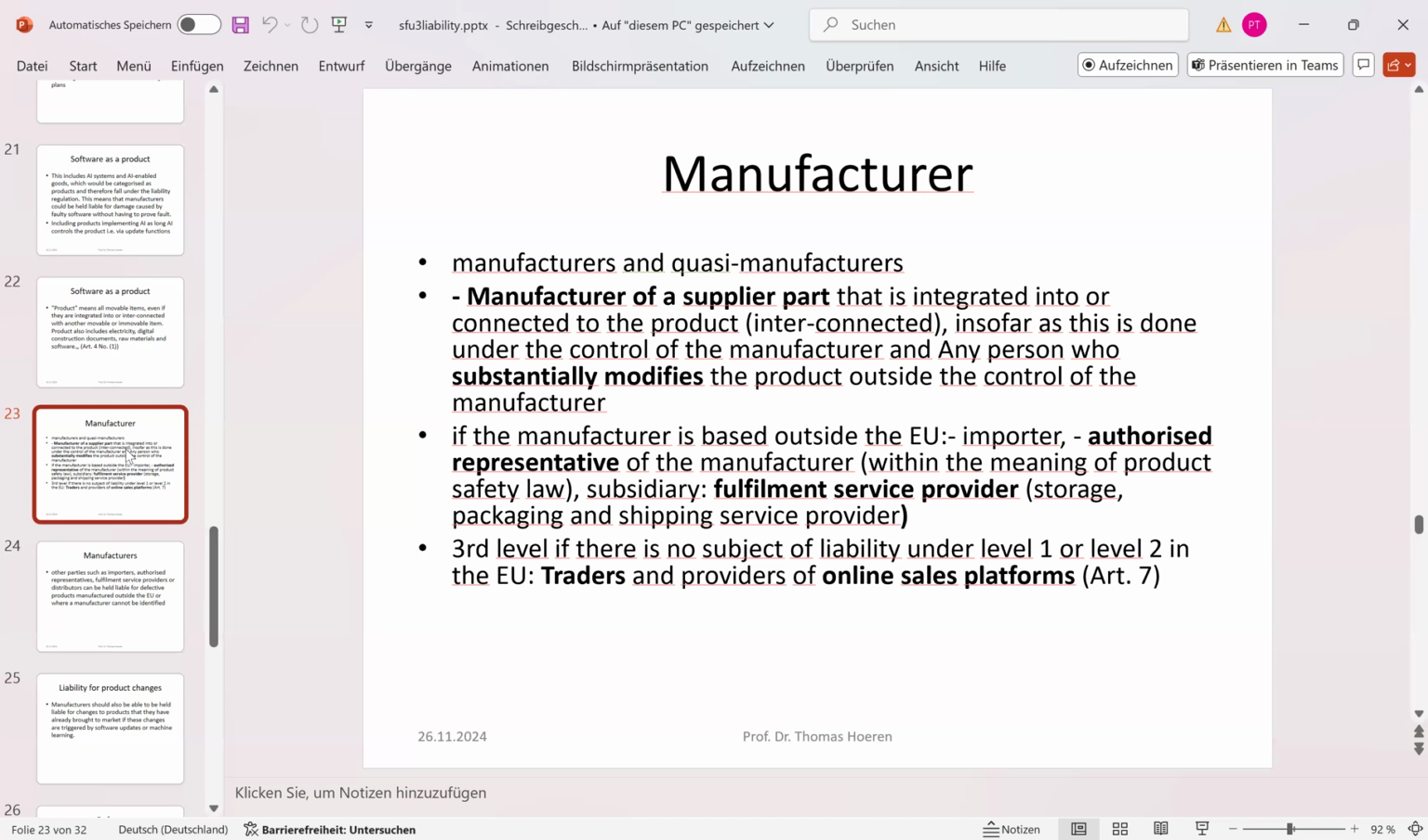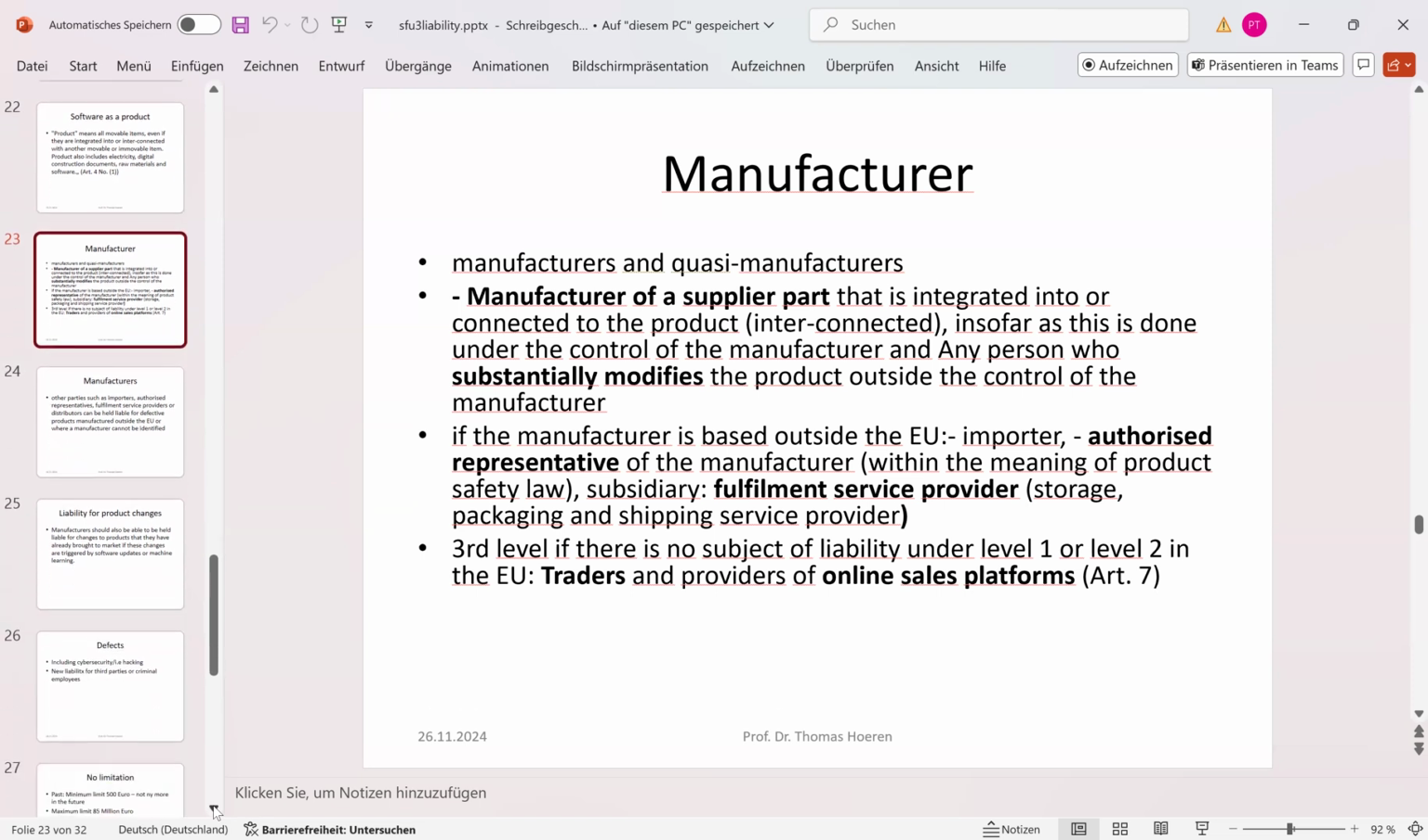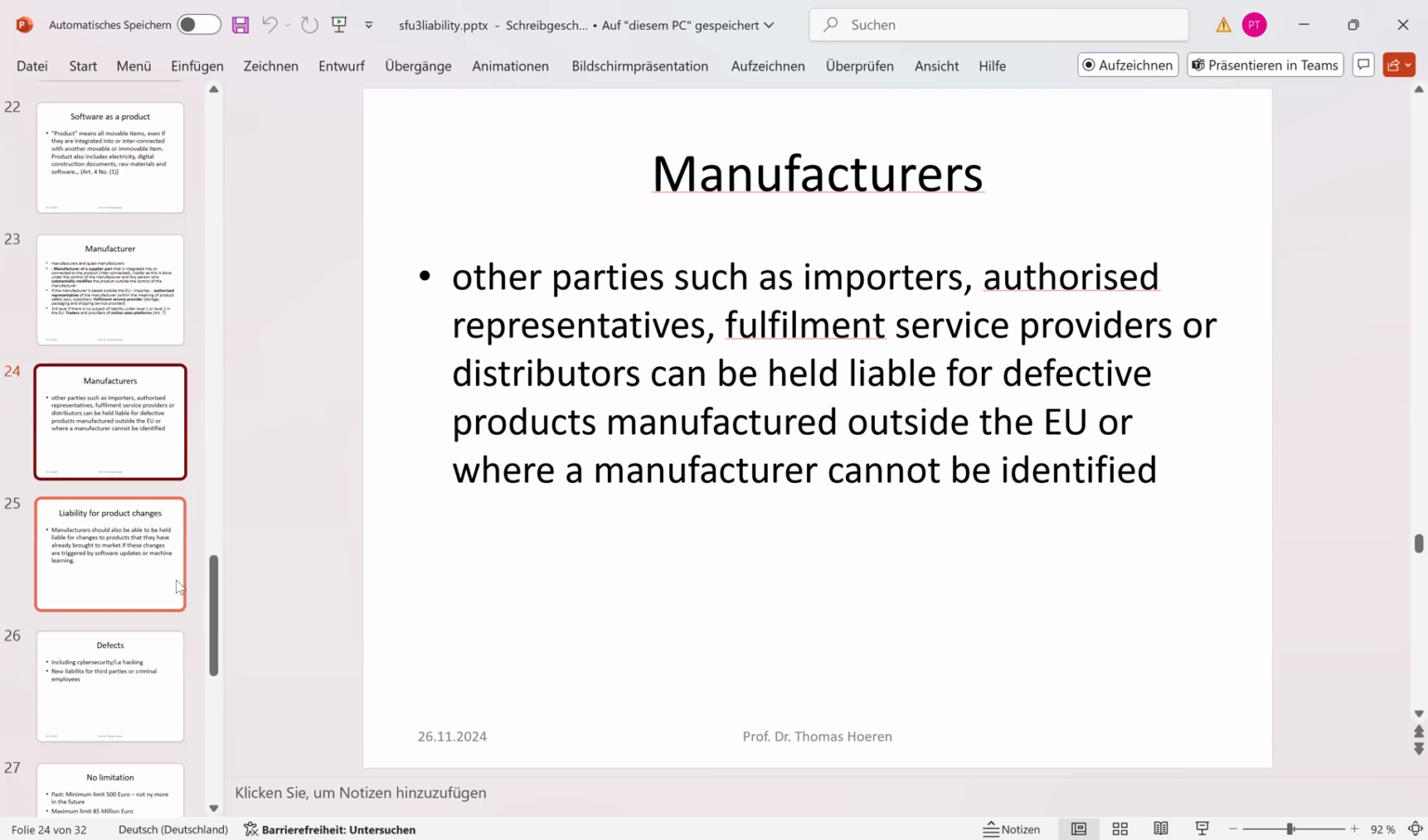On the third level, if there is no subject of liability under level 1 and 2, so nobody can be traced back as the original manufacturer and even as a quasi-manufacturer, even the trader and provider of an online platform is considered to be liable. So, a long list. Even if you take it like that, Amazon is liable for any products sold by Amazon. So any party, so the importer, authorized representative, service provider, distributor is liable if the original manufacturer cannot be traced back.